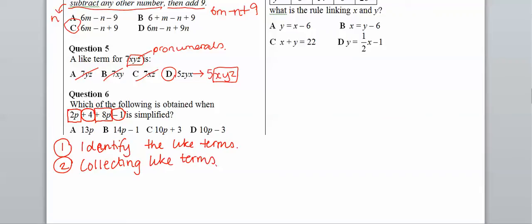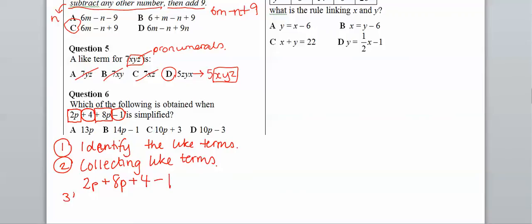Alright, so now we'll just put all the p's together and the constants together. So we'll start with 2p and then we'll move the 8p. Remember, this plus sign in front of the 8 moves with the 8p, so it becomes plus 8p. And then we've got plus 4, no p, and minus 1.